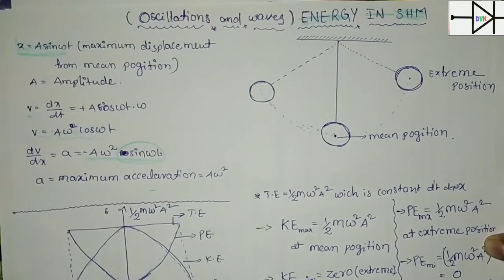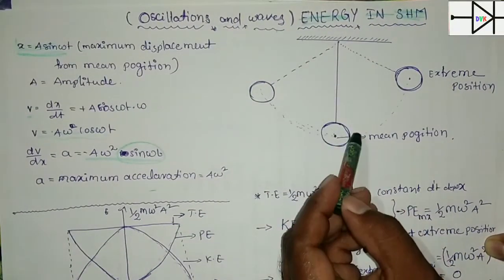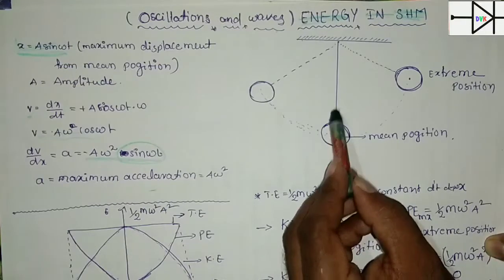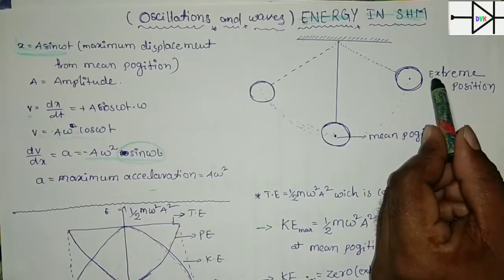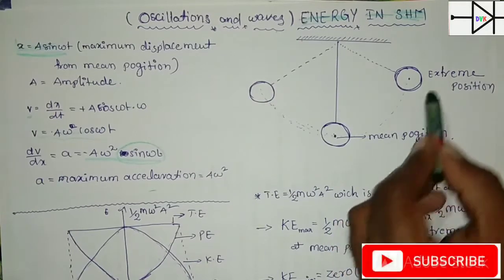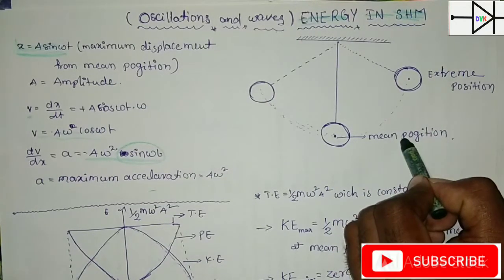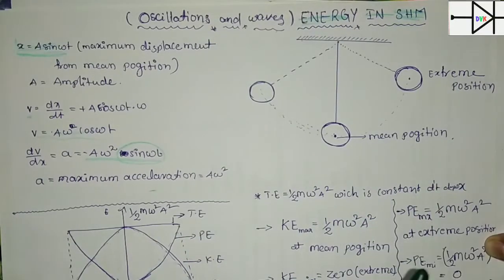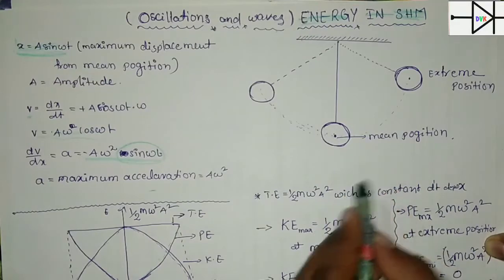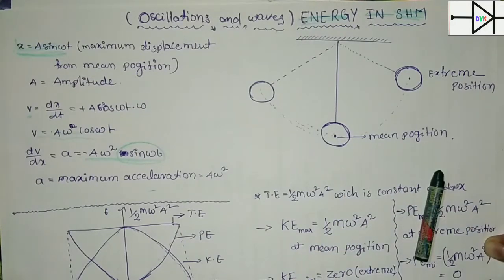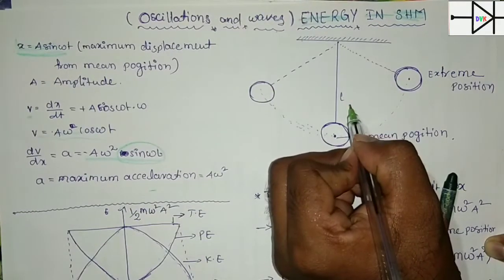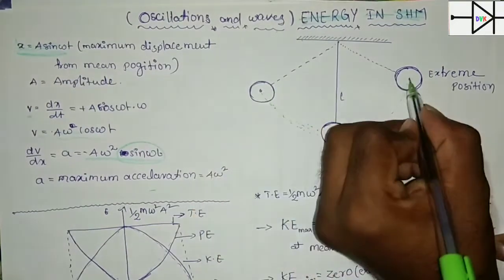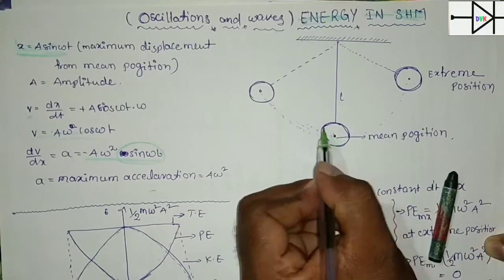Okay, now a simple pendulum. It has a bob, the length of the string or wire, extreme points, mean position, extreme position and mean position. In this video we are discussing some formulas. The length of the string or wire is equal to L. These are the extreme points, and this is the mean point.